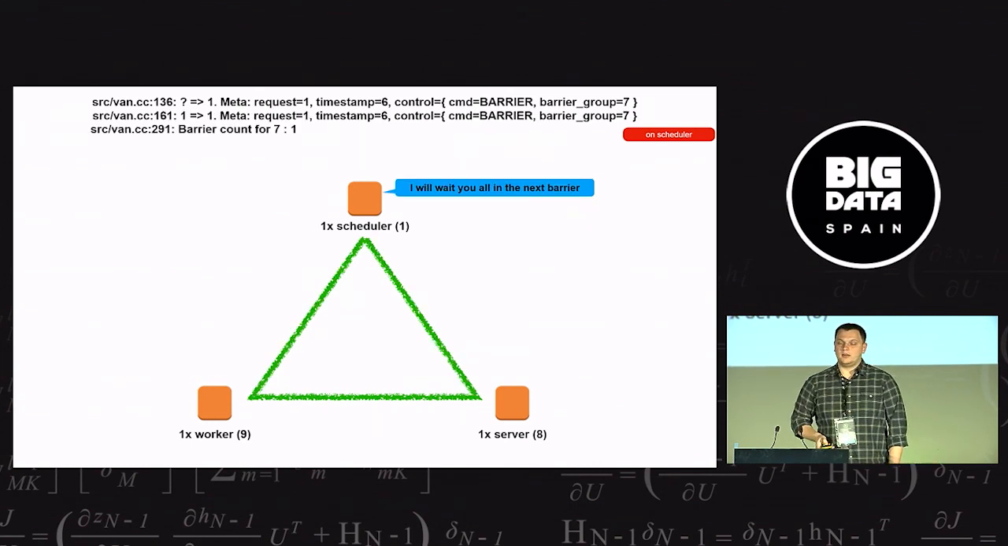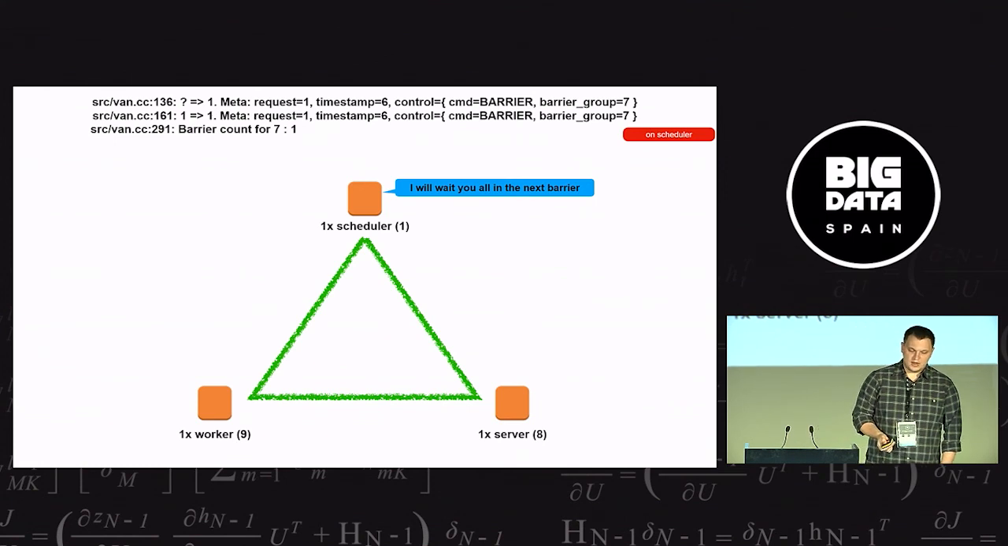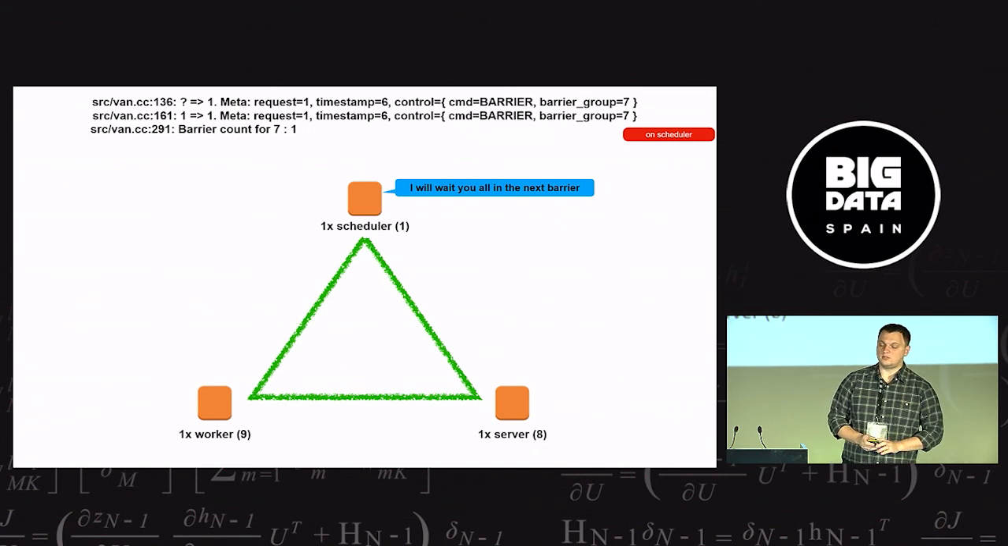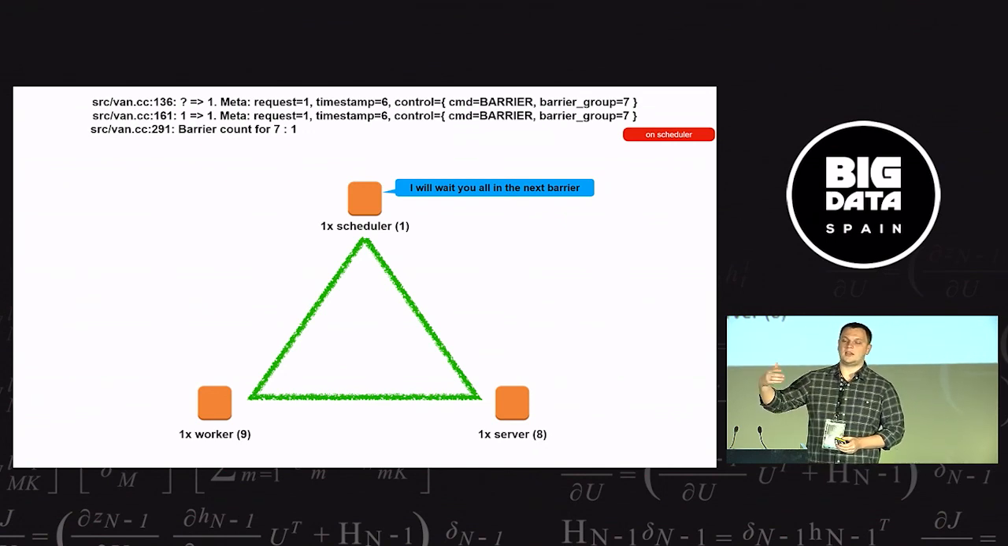The interesting part happens next. As I mentioned, the scheduler is not going to schedule any work. It's just responsible for setting up the cluster. Therefore, the work of the scheduler is done. Even though the training is just about to begin, the work of the scheduler is done. So the scheduler immediately reaches the second barrier.